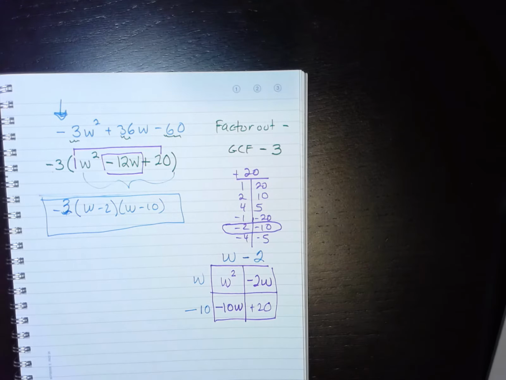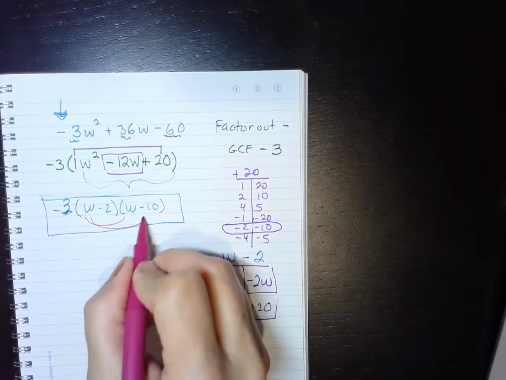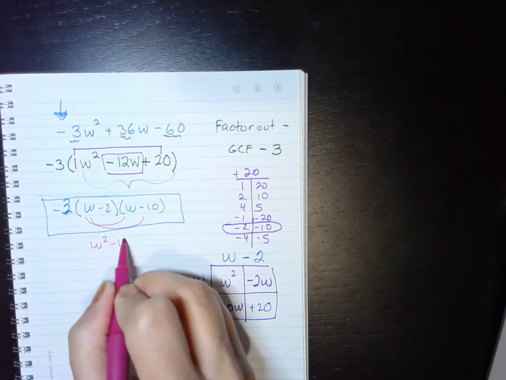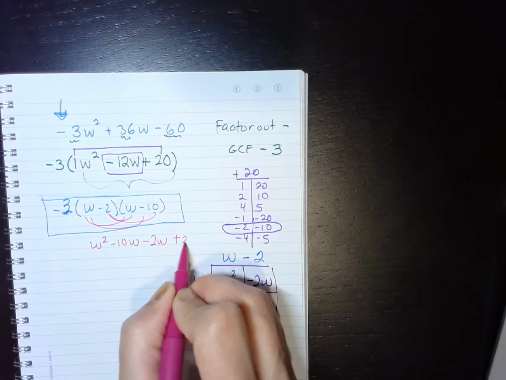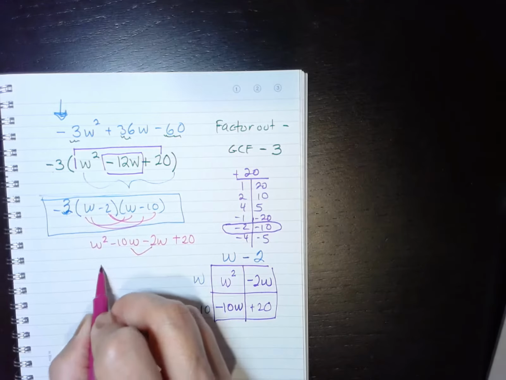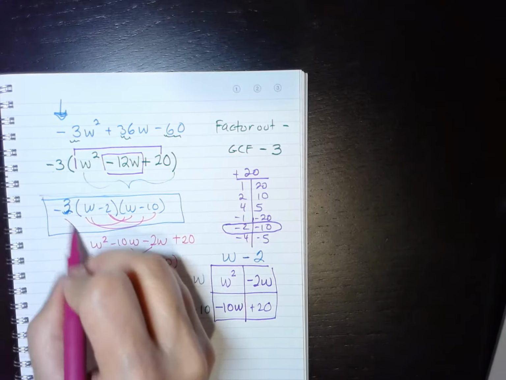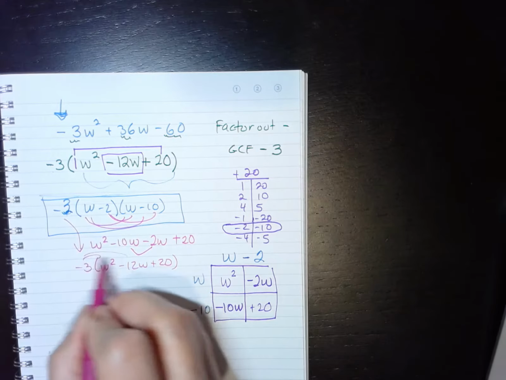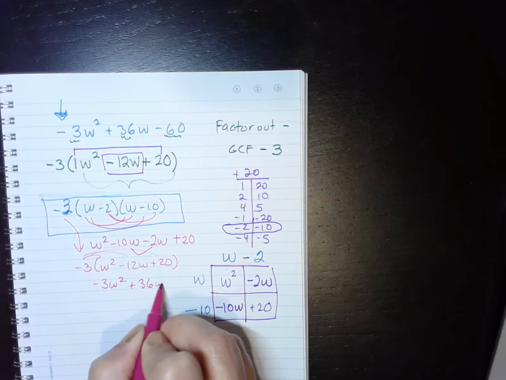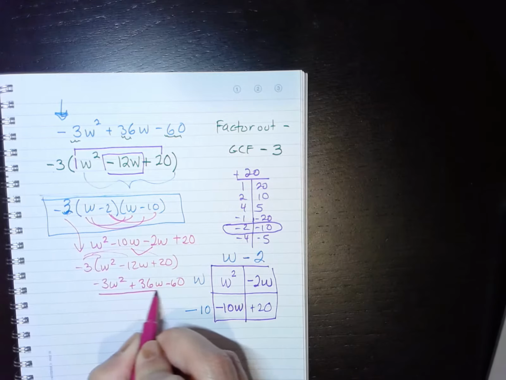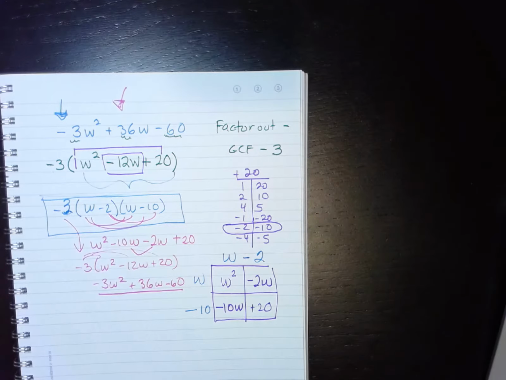And remember to check that. You just multiply these together. Simplify. Distribute that -3. And if you get the same thing that you started with, then you're good to go.